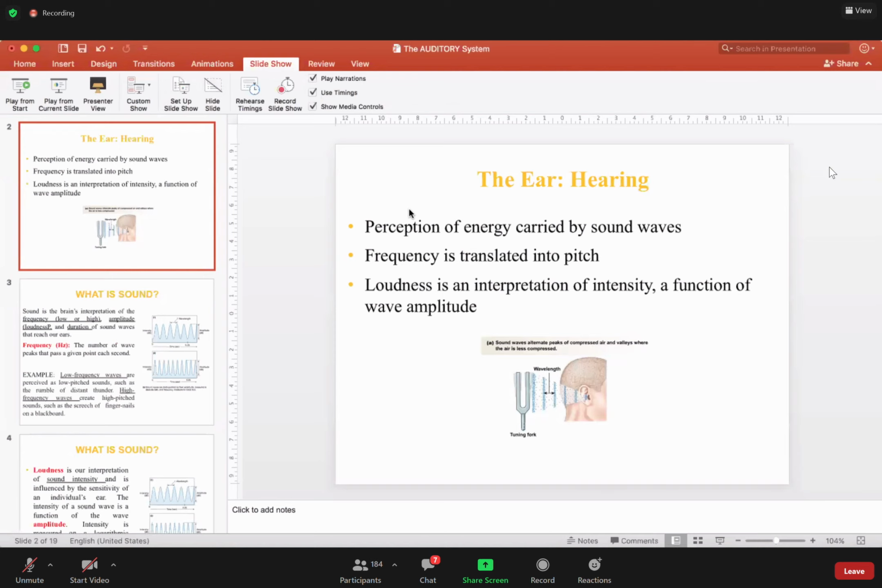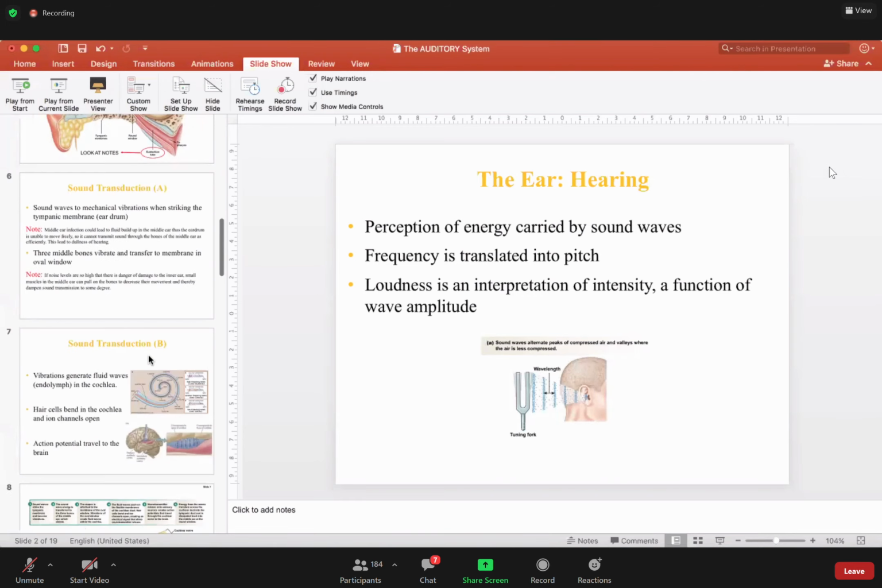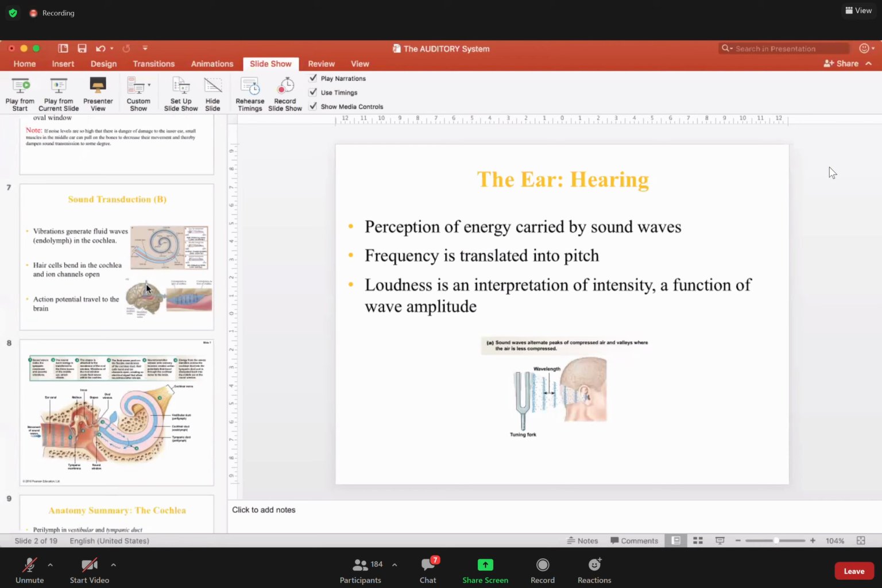Doctor, I don't understand how hair cells will be activated differently to the different sound levels. Okay. So let's look into one of these slides.